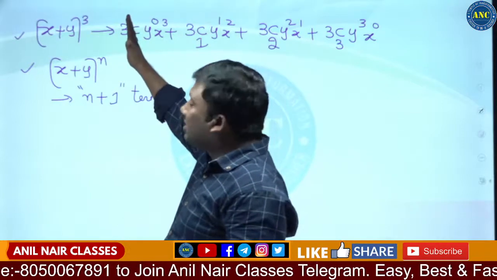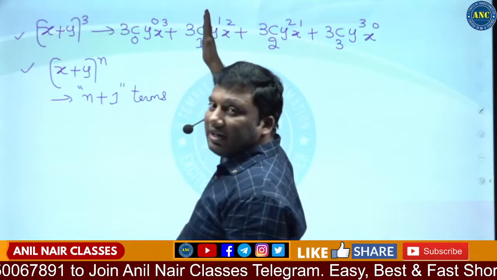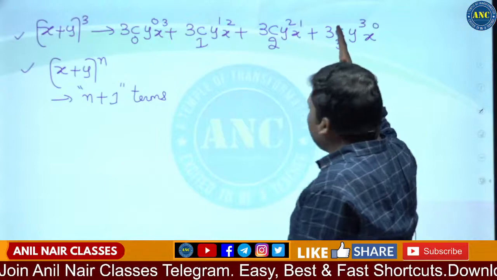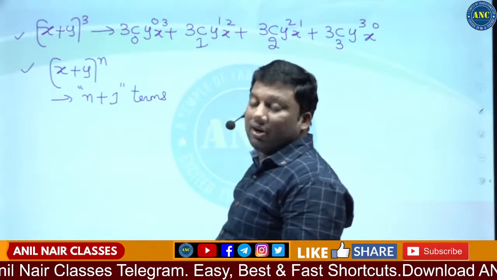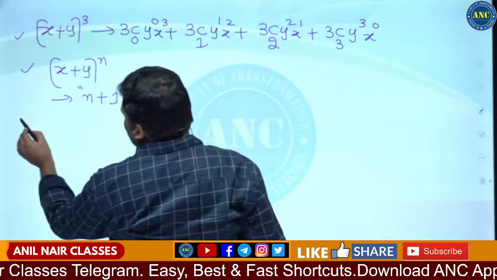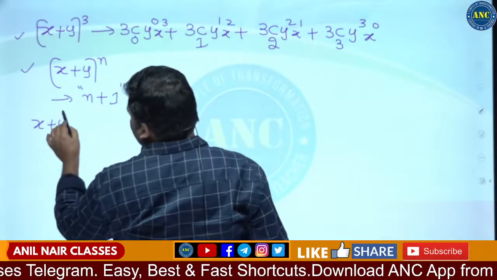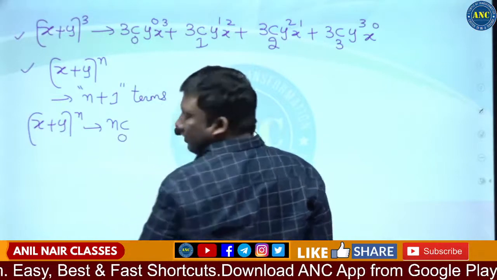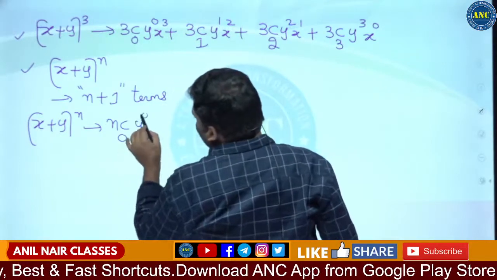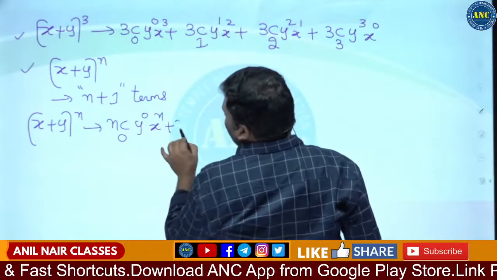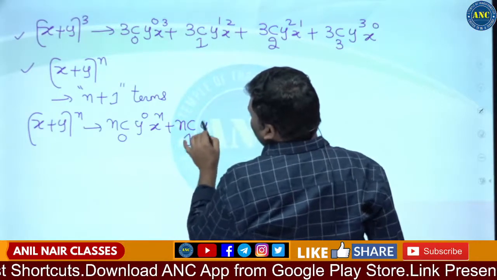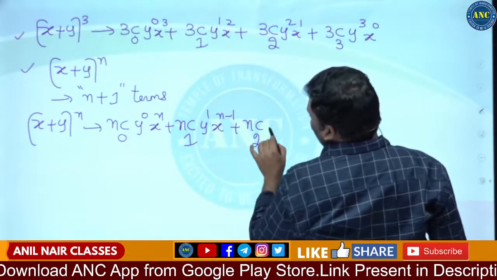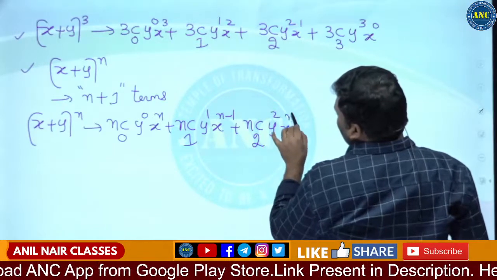First term, it is starting with 0. Second term, it is starting with 1. Third term, it is starting with 2. Fourth term, it is starting with 3. Are you all with me? That means if it is x plus y power n, first I will not select any power of y, y power 0, x power n. I will select only 1 power of y, it is x power n minus 1. I will select 2 powers of y, x power n minus 2.